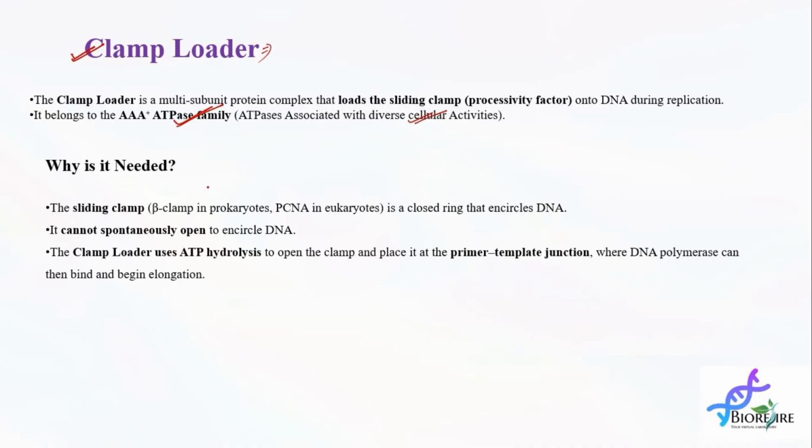What is the function? It will load the sliding clamp, the beta clamp in case of prokaryotes and PCNA in case of eukaryotes. The clamp cannot spontaneously open around circular DNA. This clamp loader uses ATP hydrolysis to open the clamp and places it at the primer template junction, where the DNA polymerase can then bind and begin the elongation process. Basically, this is most important for the elongation process.